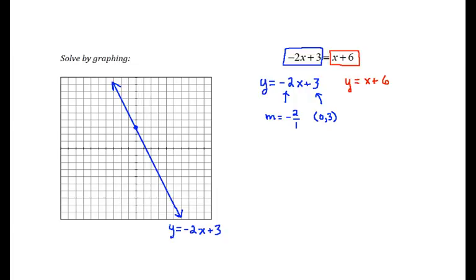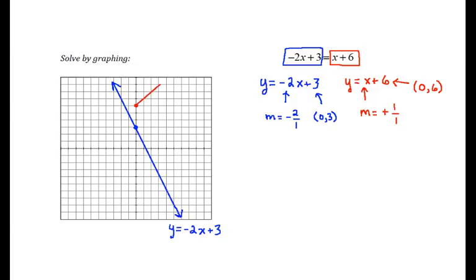Now we're going to switch over to the other equation. If we're going with slope and y-intercept, this is a slope of positive 1 over 1. So that means from my y-intercept, I'm going to have a rise of 1 and a run of 1. And I'm going to start from 0, 6, my y-intercept, from the form y equals mx plus b. So here is my y-intercept and my line with slope 1.